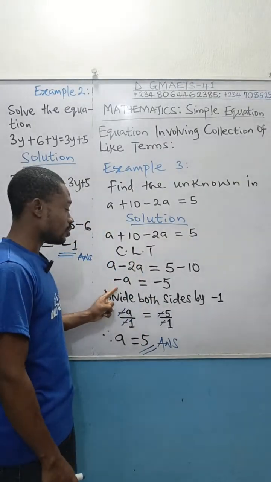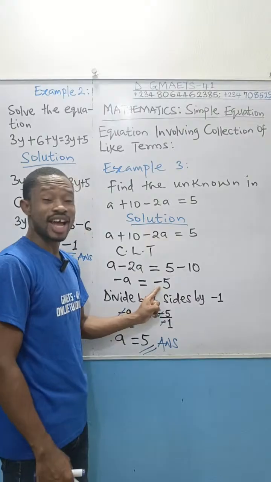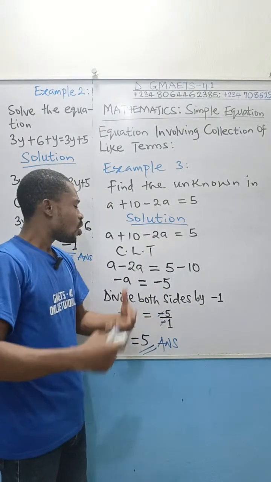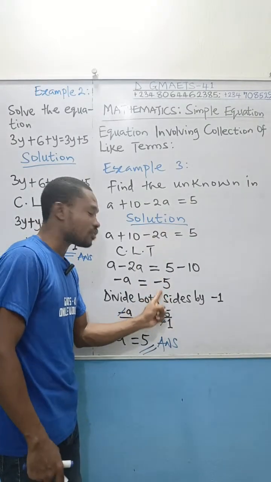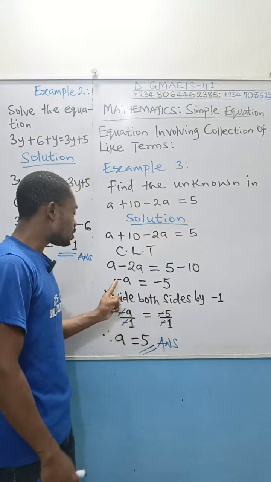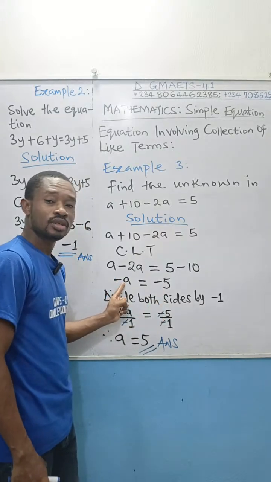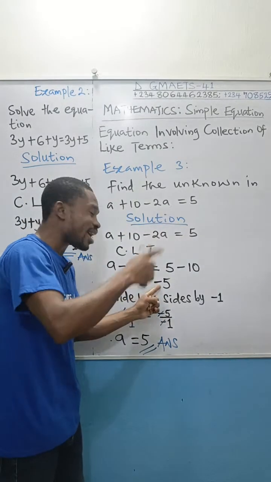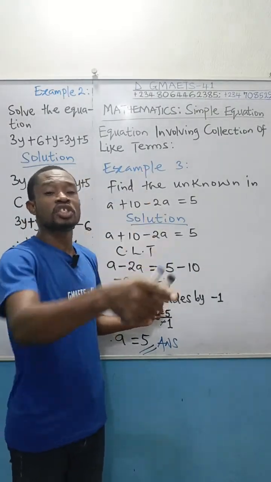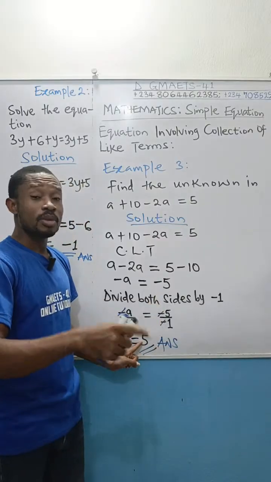Cancel this minus from here, cancel this minus from here, if this one has minus. But I want you to take note of this. What if this 5 was +5? Assuming it was +5, when you take this minus from here, just take it like that, go to that right-hand side. If minus affects the plus, it will change to minus, which means the final answer will be -5.